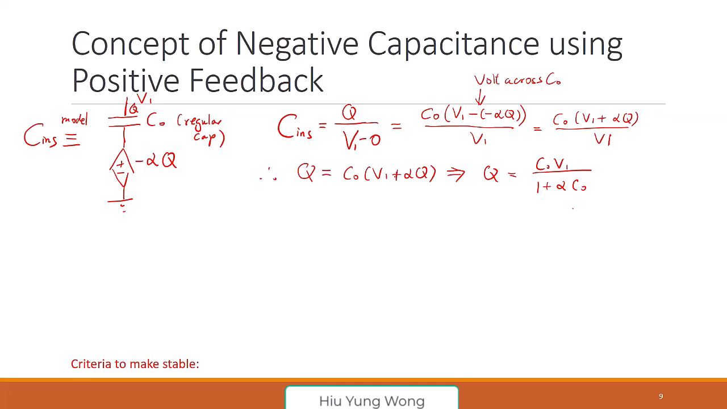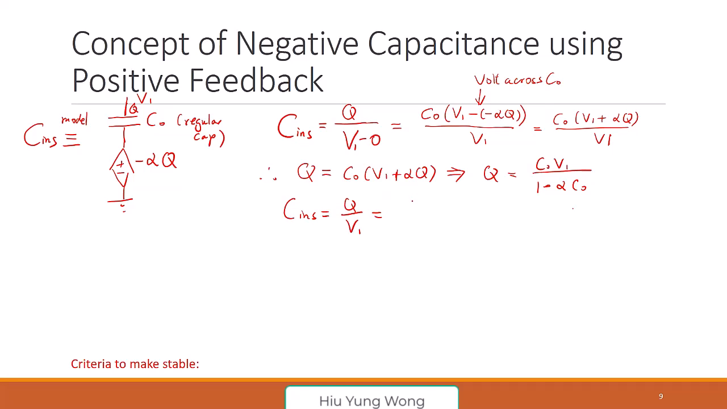Sorry, this is a plus instead of negative, so this is negative. Is this okay? Q is here. This is C0 V1 plus alpha Q, right? Then I move this term to here. On the right, I keep C0 V1, and this one moved to here becomes 1 minus alpha C0. Now I substitute this back against C equal to Q over V1.